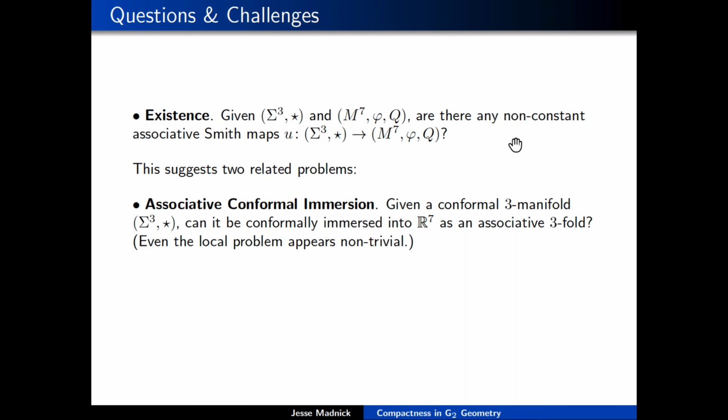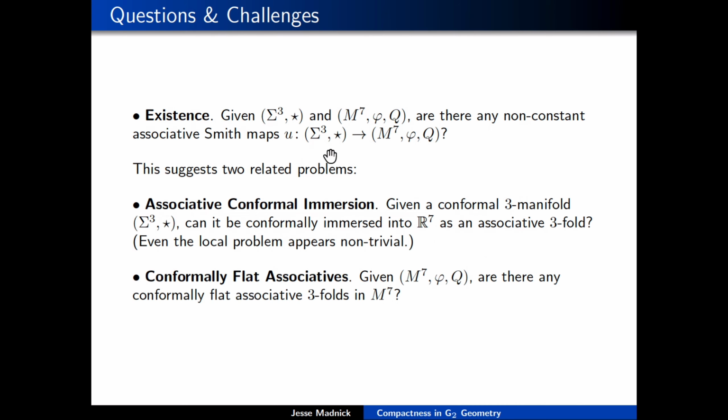If you take M to be the flat R7, for instance, there's a very interesting open problem about associative conformal immersion. If you have a conformal 3-manifold, can it be conformally immersed into R7 as an associative? I don't know the answer to this. I think even the local problem is rather non-trivial: can you locally conformally immerse as an associative any conformal 3-manifold? I don't think that's really known or at all obvious.